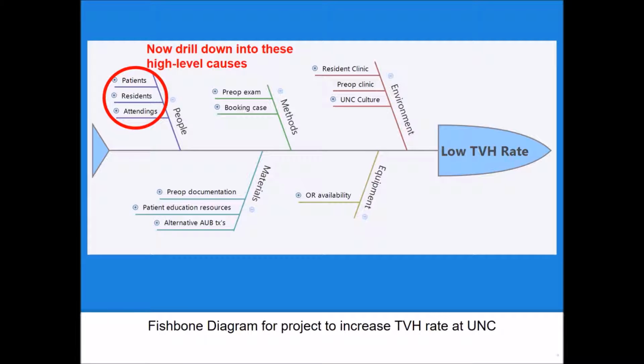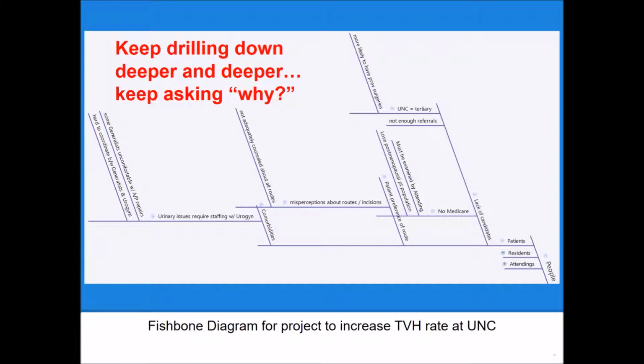to our overall problem. So, for instance, between the attendings, residents, and patients that might be contributing to lower than ideal TVH rates, when we brainstormed specifically about patients, we thought that since UNC is a tertiary care center, it's very possible that the patients that get referred to us are more likely to have had multiple previous surgeries, which might make them poor candidates for vaginal hysterectomies, and therefore that might decrease our overall number of TVHs. As you can see, we fleshed out several more aspects of what contributions our patient population might be making.